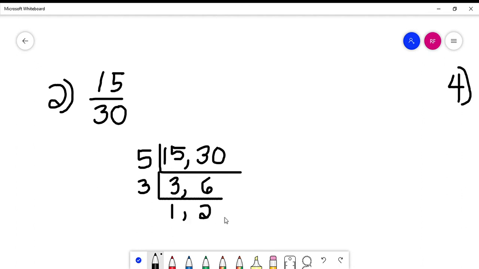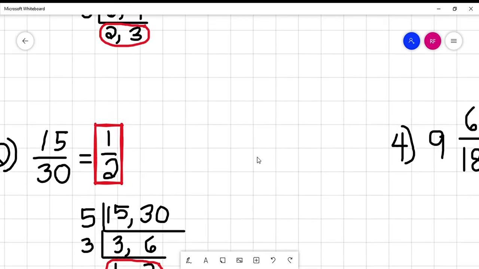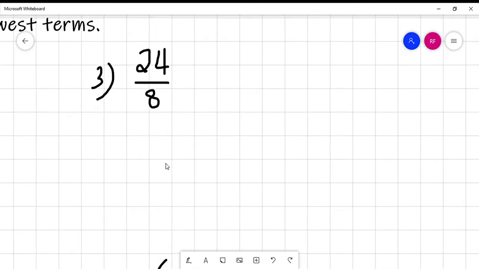If one of the numbers becomes 1 after dividing, that means you stop. So our lowest terms fraction is 1/2. There. So the lowest terms of 15 30ths is 1/2. Okay? Let us have another example here.